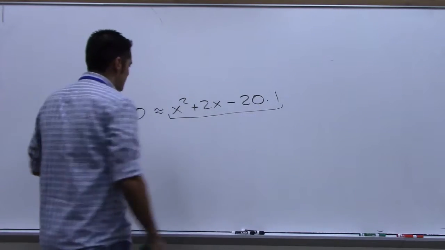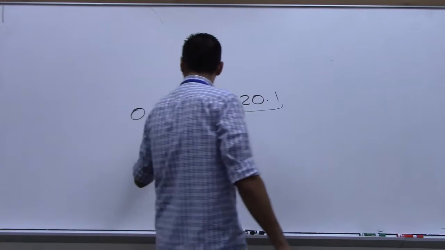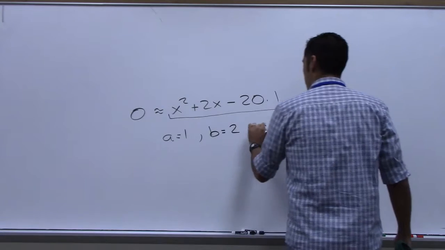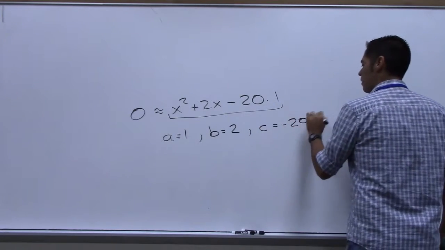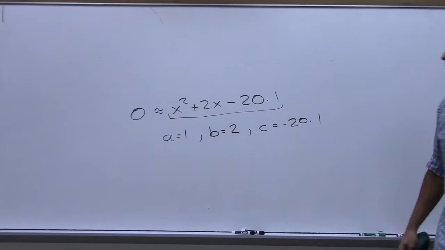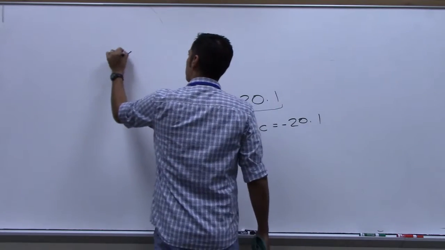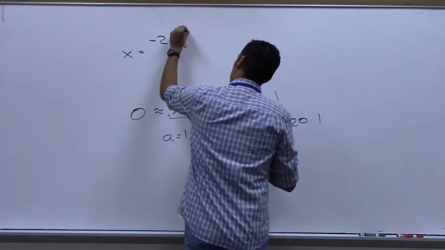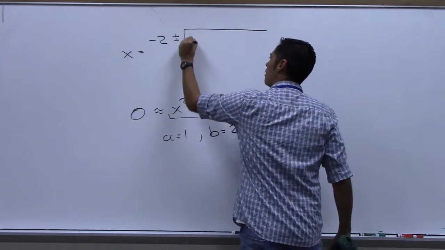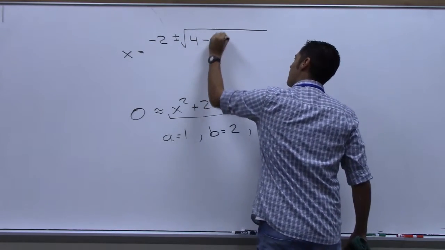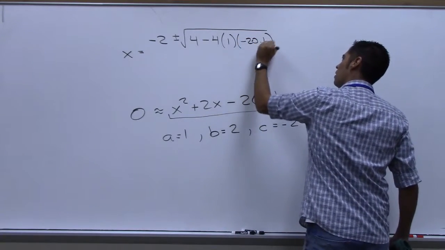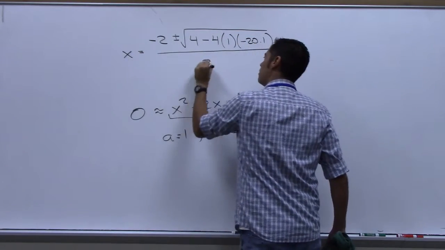Should I identify A, B, and C for you, or are you past that? I hope you're past this, but I'll put it on here anyway. That's your A, B, and C. And then the formula is negative B plus or minus the square root of B squared minus 4 times A times C, all over 2 times A.